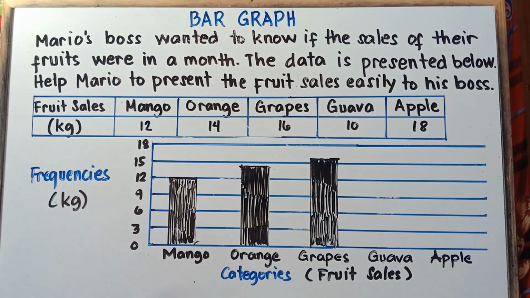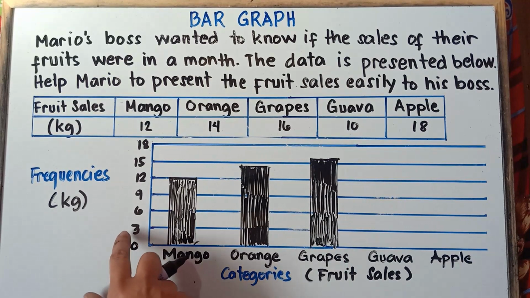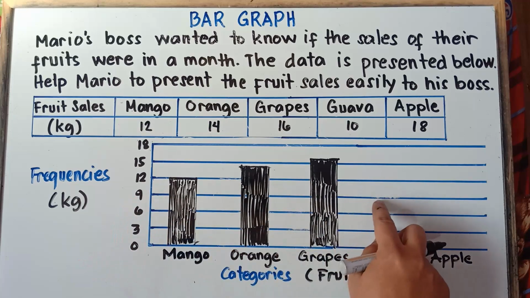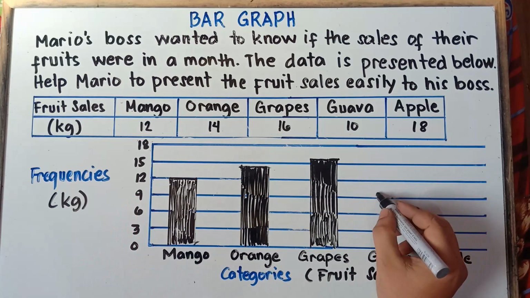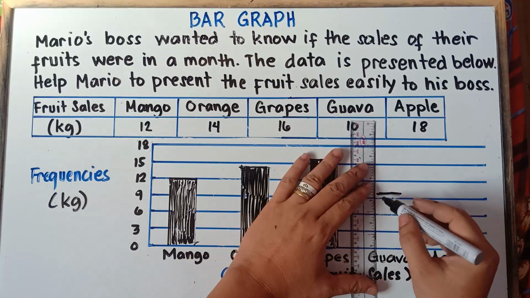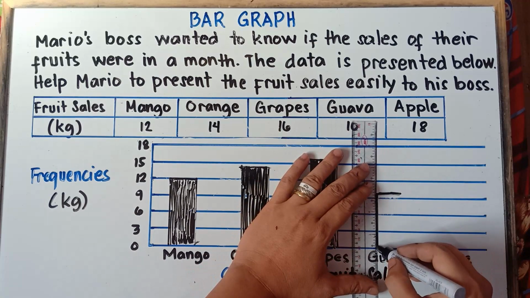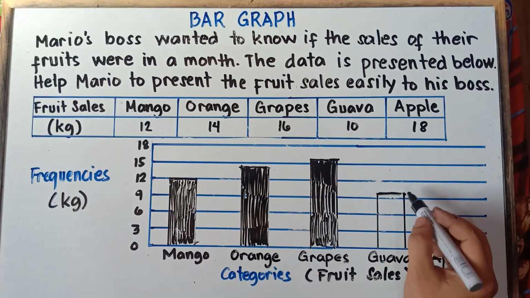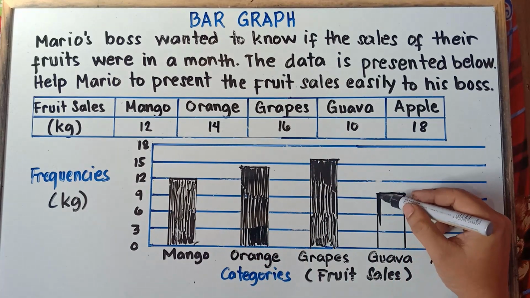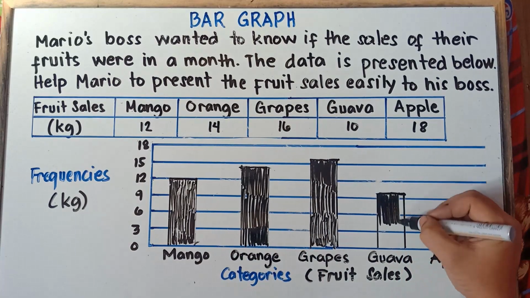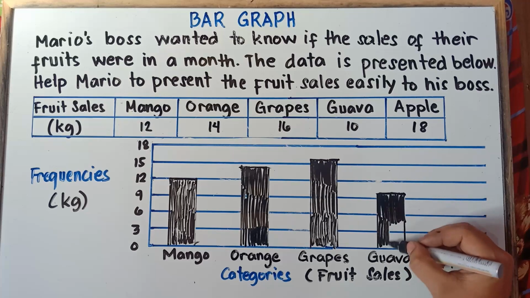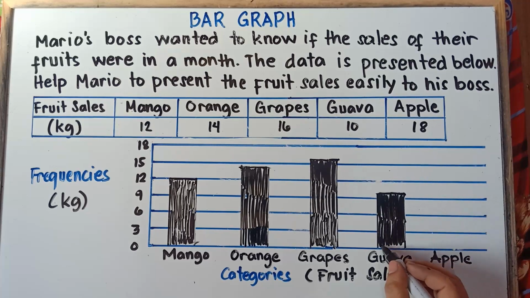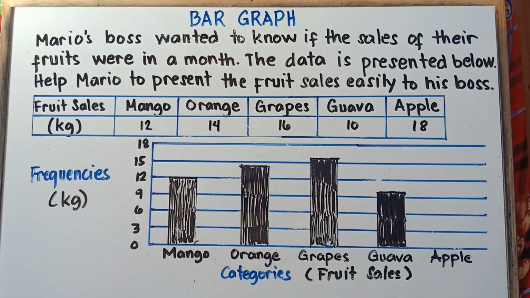Alright, and the next step, we have guava, that is 10. So we have 3, 6, 9. So that would be greater than 9. This particular line is 9, so therefore greater than 9. So estimate, this will be 10. And then simply shade. Alright, and then you're done with guava.